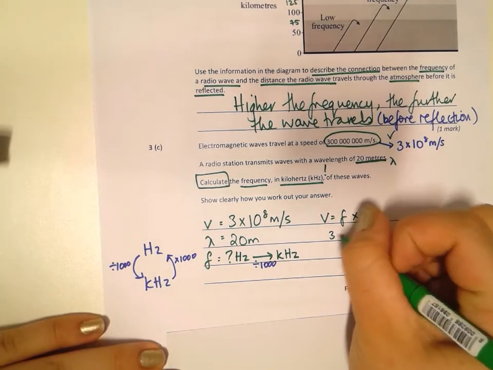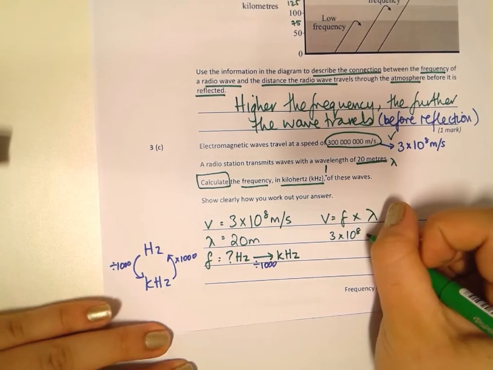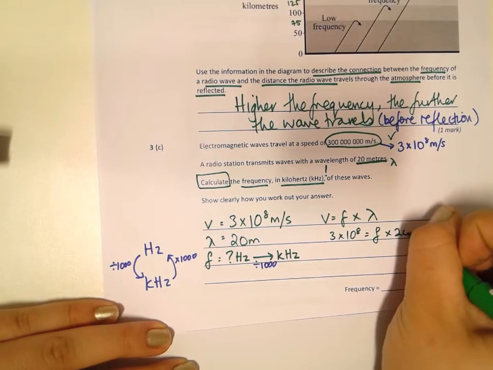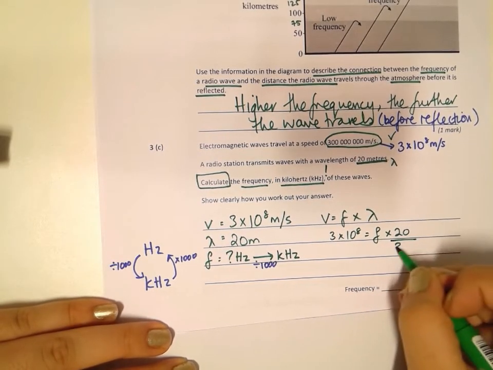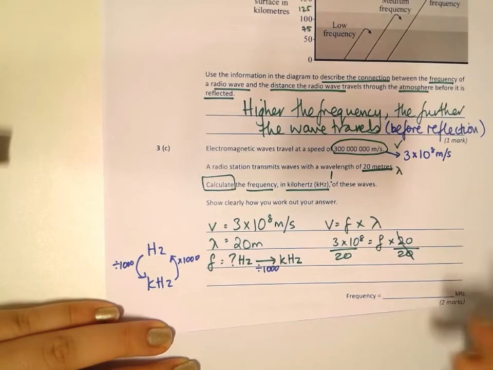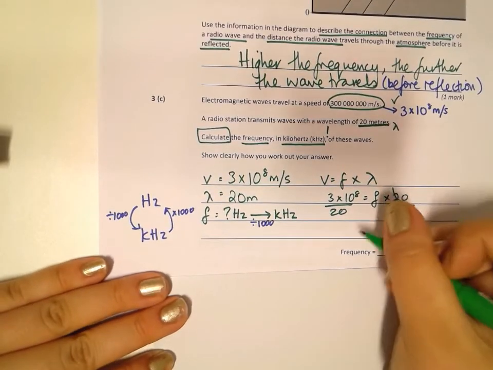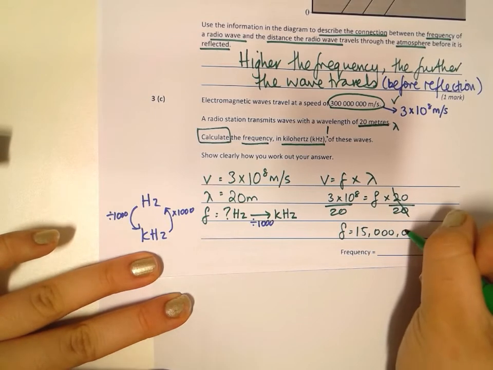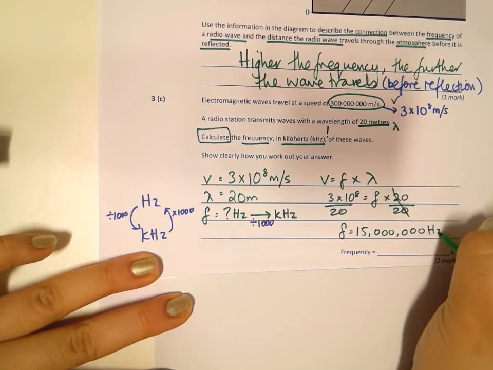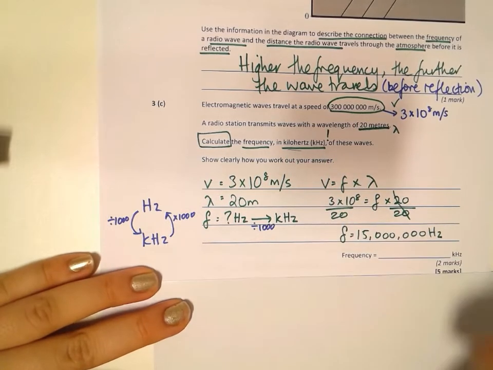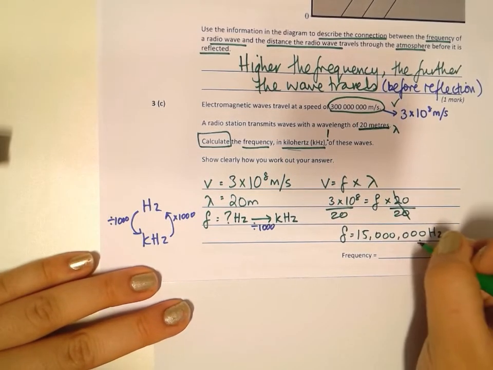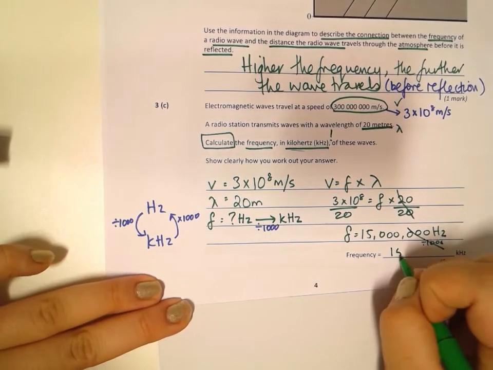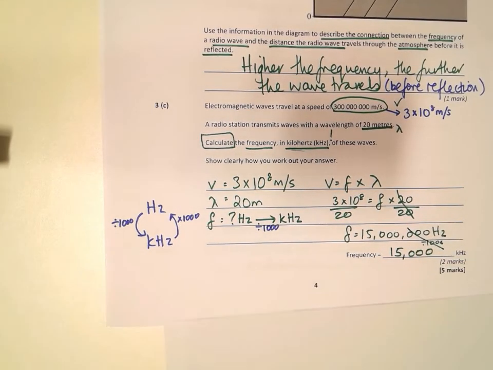So we substitute in the numbers. 3 times 10 to the power of 8 equals frequency times 20. To get frequency by itself, we divide both sides by 20. And our answer for f is 15 million hertz. Remember, you need to work it out in kilohertz, therefore we need to divide by 1,000. We divide by 1,000, we just get rid of the last 3 zeros there, and our final answer is 15,000 kilohertz.